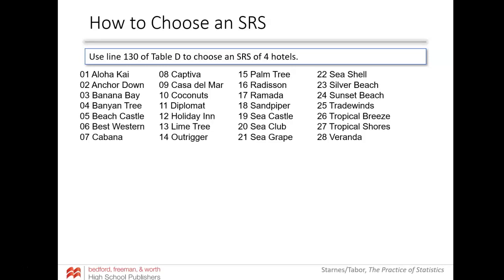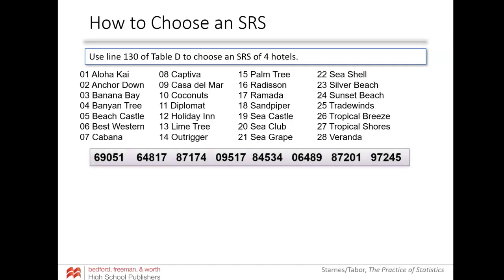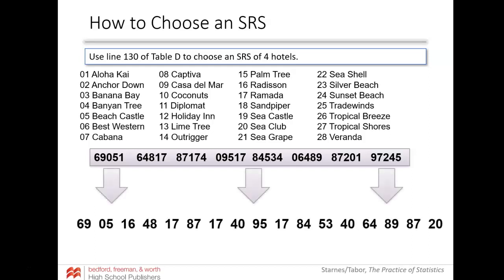Now we're going to visit table D, and it says use line 130. I don't know who chose the 130, but whatever. There's line 130, straight off of the table. Next, because we have 2 digits, we're going to group these by 2 digits. Notice what we did here: 69, 05, 16, 48, and so on. As we read across from left to right, we see who is a winner, if you want to think of it that way. Remember, we're trying to choose 4 hotels, so as soon as we get 4, we're going to stop this process.